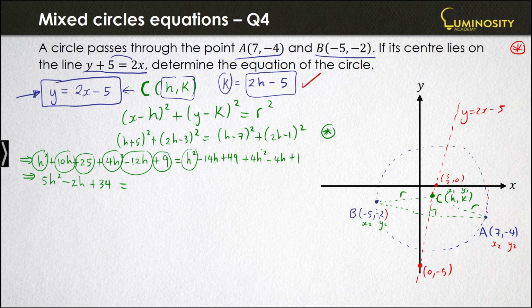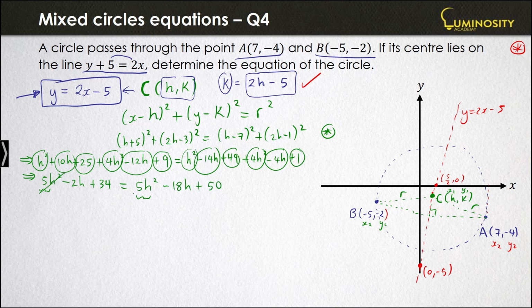Here I've got h squared and 4h squared, that gives me 5h squared. That's promising, because the terms here on the square are the same. So it'll probably cancel out very nicely. Then I've got a negative 14h and a negative 4h, that's negative 18h. And then a 49 and a 1 gives me a 50.